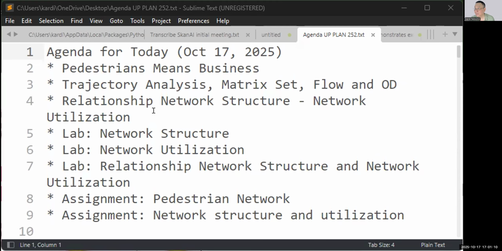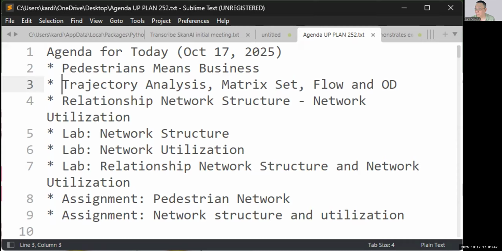Plan 252. So this is the agenda for today. We'll discuss two things. The first slide is pedestrian in business. And the second slide is network structure and utilization. In this slide, we will discuss trajectory analysis, matrix sets, and flow, how we get the OD flow, and the relationship between network structure and network utilization automatically.